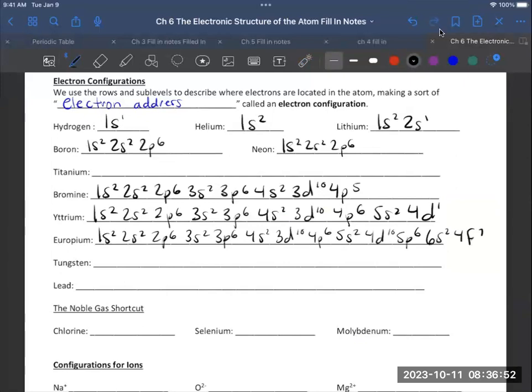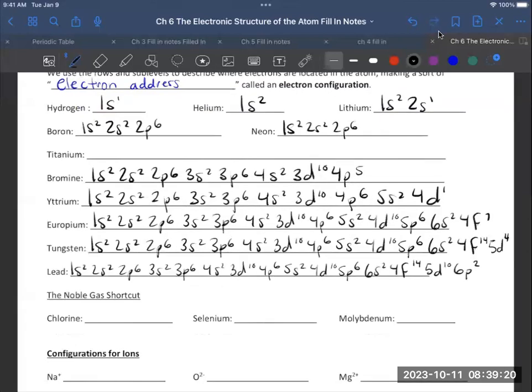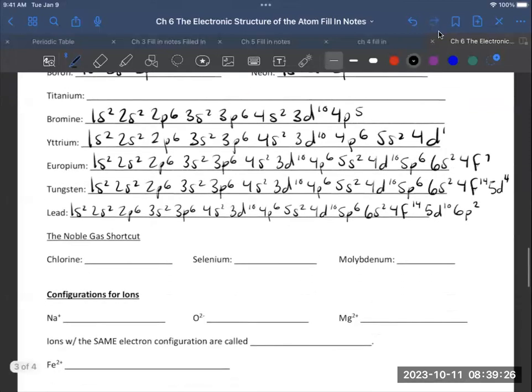Go ahead and pause and try tungsten and lead really quick. Okay, these are the answers for tungsten and lead. Go ahead and pause, see if you guys did that correctly. Now, these things get really complicated, and who wants to write all of this, right? This is so much. So instead, there is something called the noble gas shortcut that you can do.